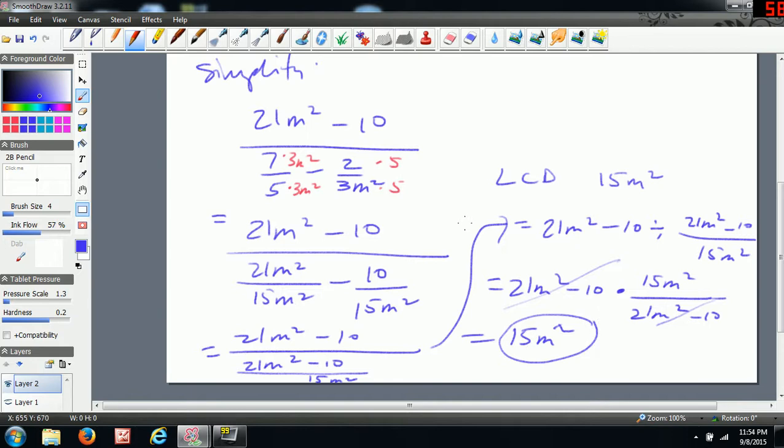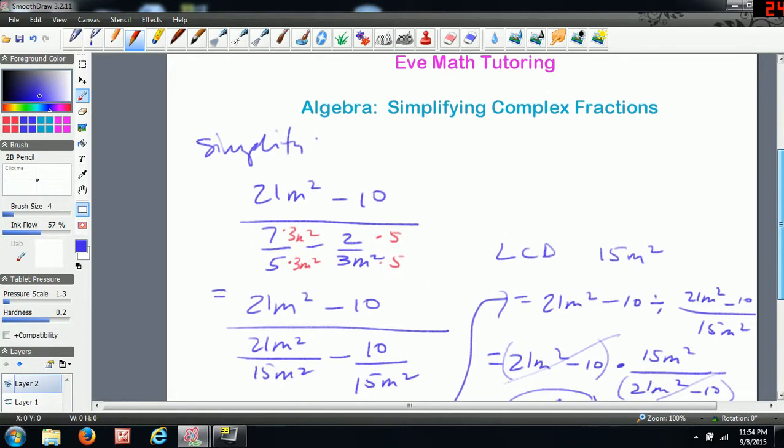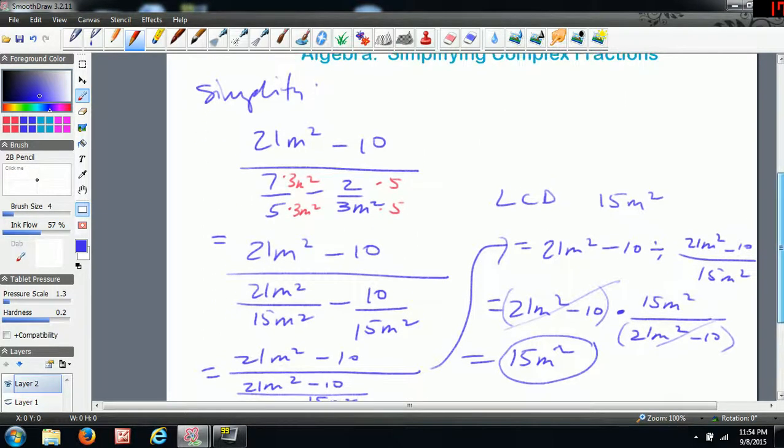You can even imagine this part in brackets if you want. That might make it a little bit easier to see how we canceled that. This is the same as this, so I can just cancel them. So our final answer is 15m squared. That is another example, and there's more that you can try out. So that is simplifying complex fractions.